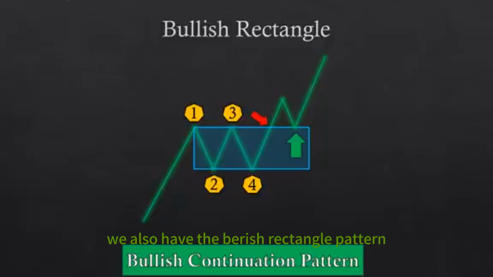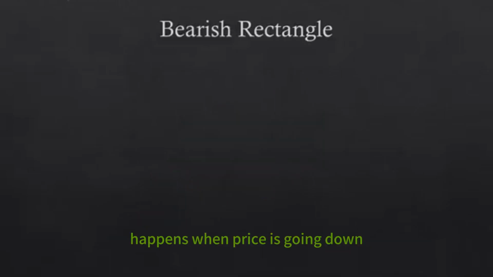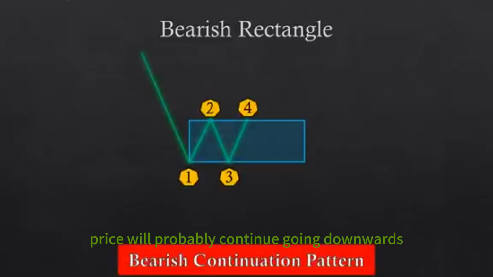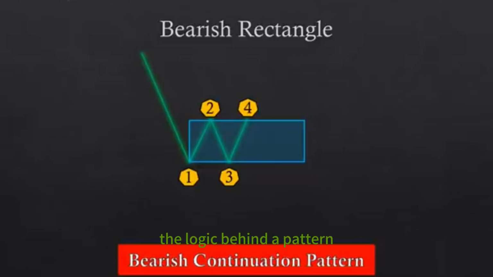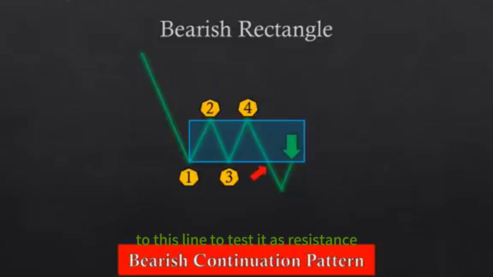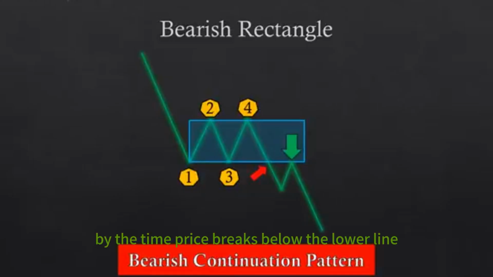Rather intuitively, we also have the bearish rectangle pattern, which happens when price is going down, and after the pattern is confirmed, price will probably continue going downwards. The logic behind the pattern and the way to trade is exactly the same as a bullish rectangle, of course. The only thing that changes is the side you're looking to trade. When price breaks below the line connecting the lows of the rectangle, it retraces back to this line to test it as resistance. That's the time to open a short trade with a stop above highs 2 and 4. By the time price breaks below the lower line, you will usually confirm a supply zone around highs 2 and 4, so you can count on those sellers to help you.